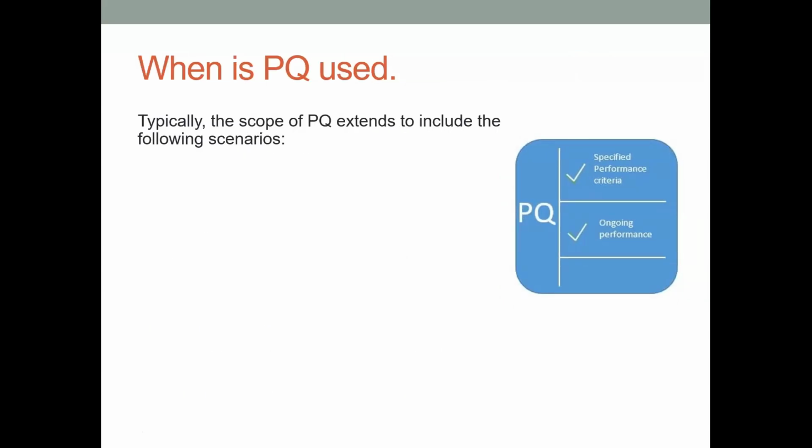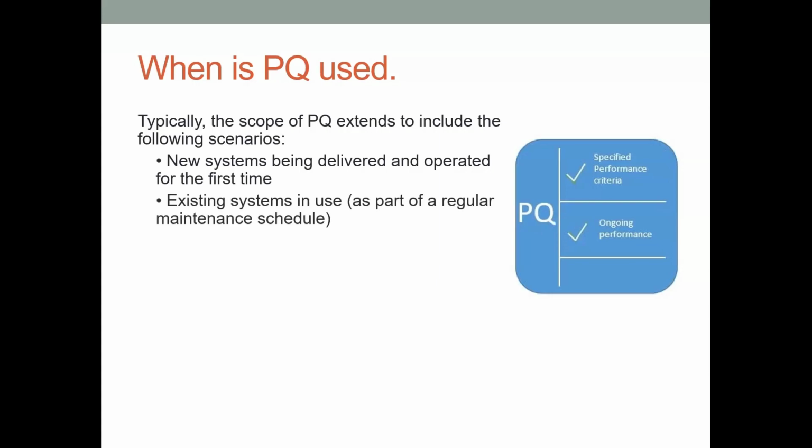Typically, the scope of PQ extends to include the following scenarios. So if you have a new system being delivered and operated for the first time, that is the most common. If you have an existing system in use, but you want to do it as part of a regular maintenance schedule or part of an annual product review to make sure that it is working as it should. You could do it for systems that have been modified to any degree, so that have come under change control.